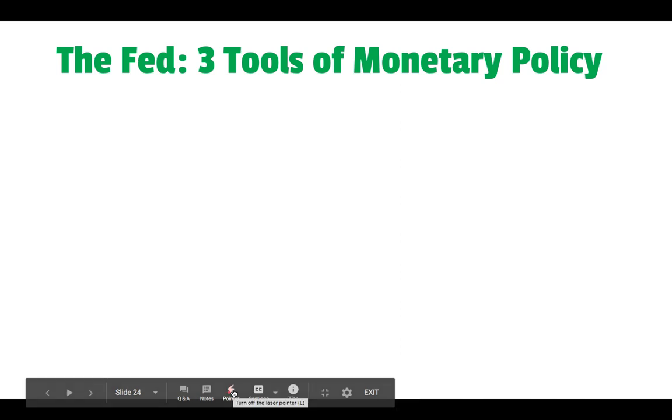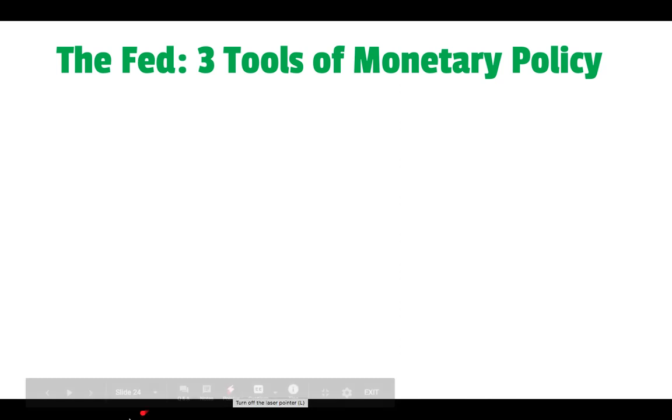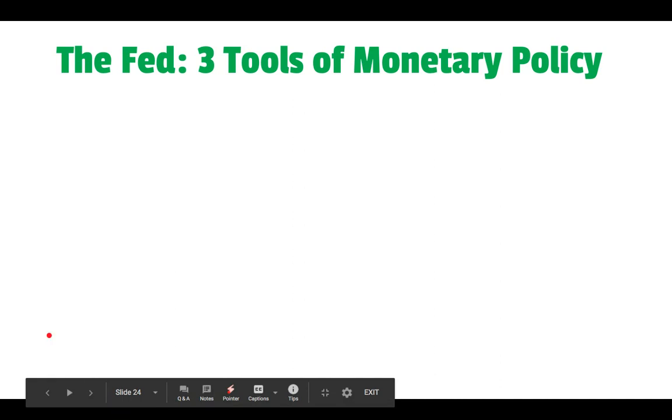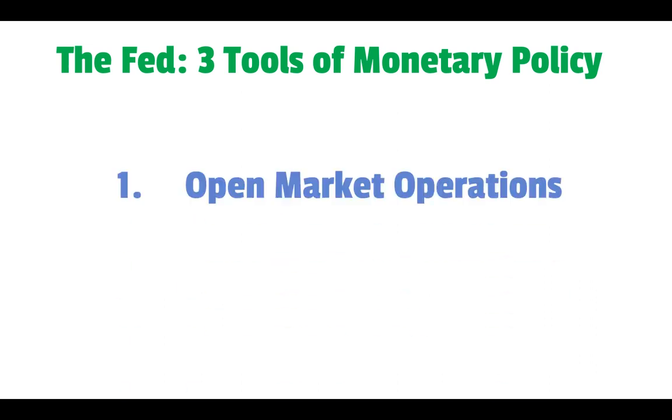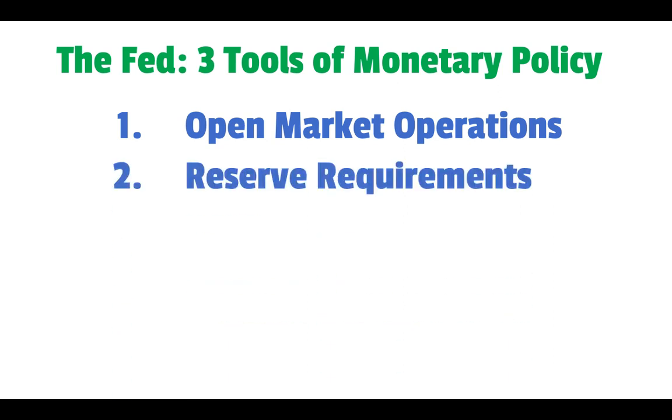So this screencast is just a quick overview of the tools of monetary policy, if you need more support about those three tools. So first of all, the Federal Reserve uses monetary policy to influence the amount of money in the money supply. So there are three tools of monetary policy. There are the open market operations, reserve requirements, and interest rates.